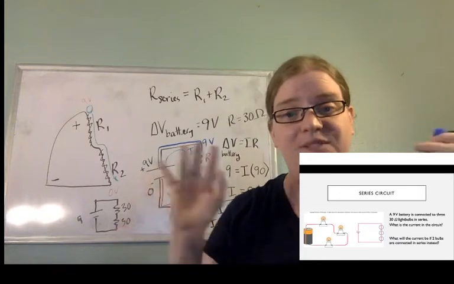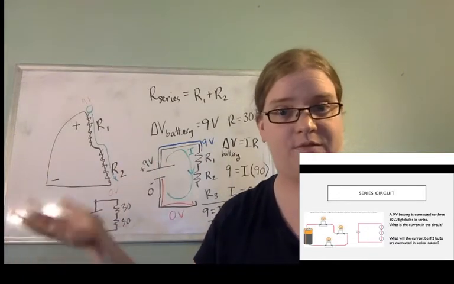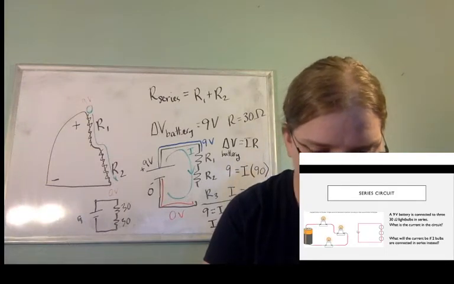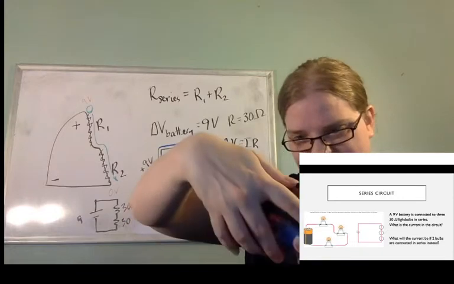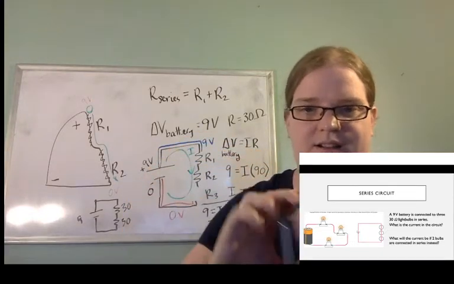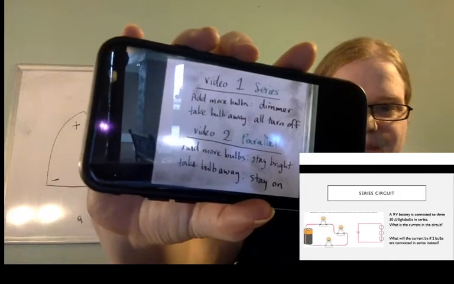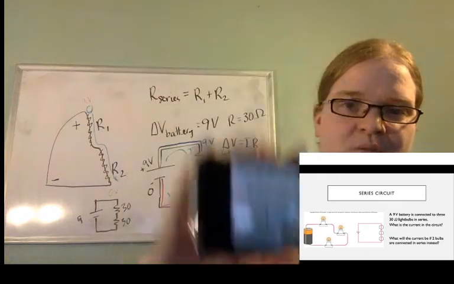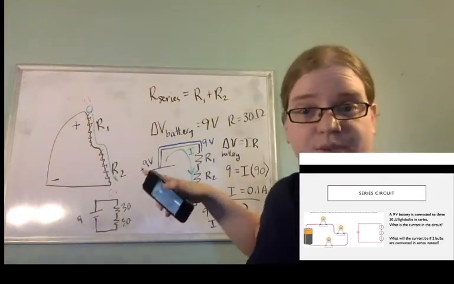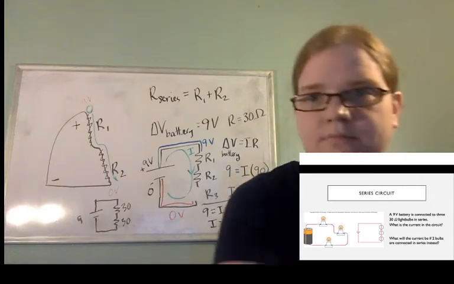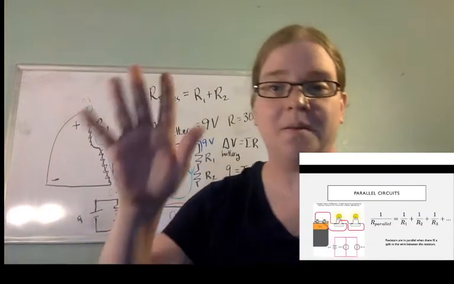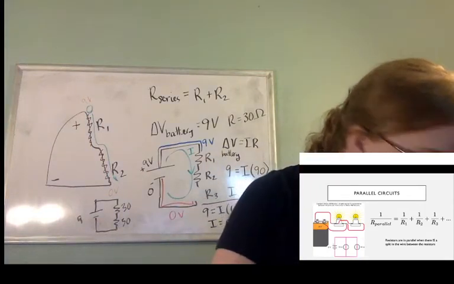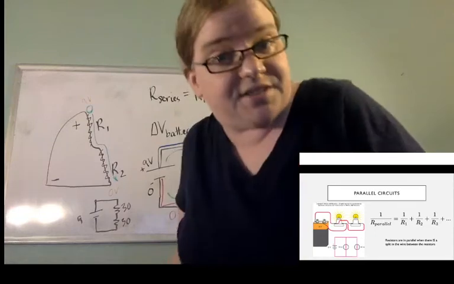So that's what we saw in the video for video 1, right? See if this works where I bring up my photo. That's what we had said, right? As we add more bulbs, it gets dimmer because our current is going to get smaller. And if we take any bulb away, they all turn off because we don't have a nice loop. But that was just video 1. Now let's talk about what happens with video 2, which were parallel circuits.